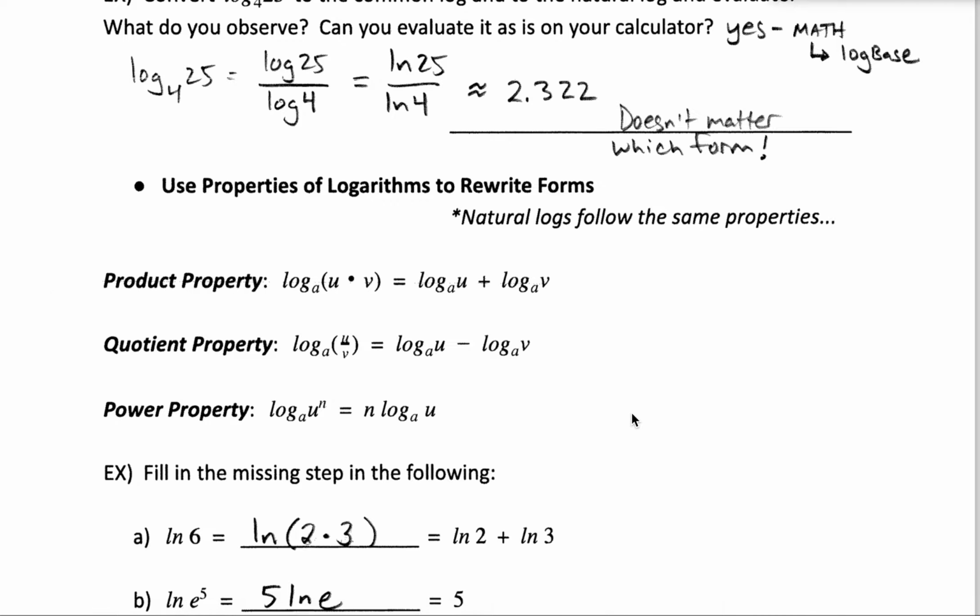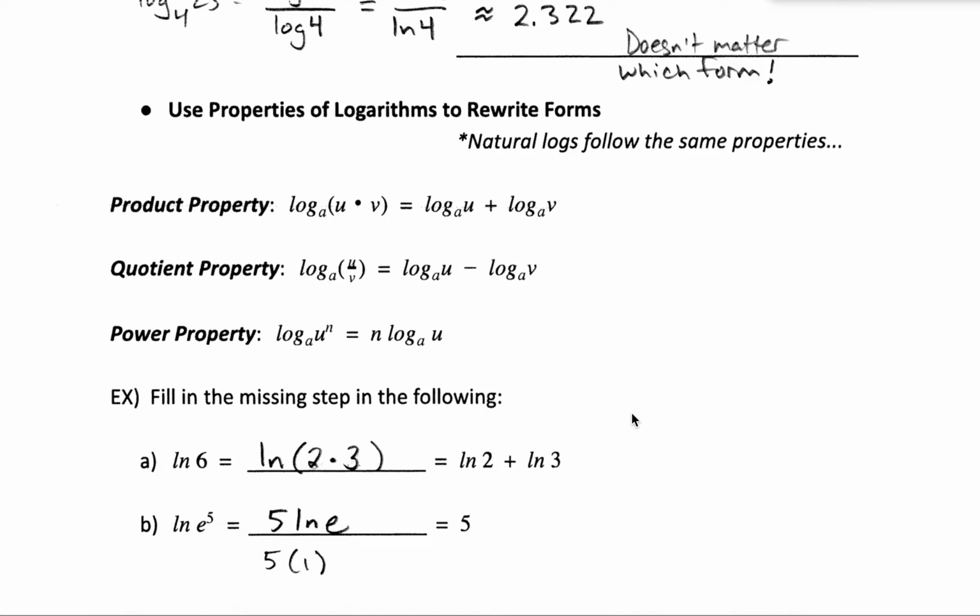Alright, on to some more properties. Here we've got three more, a little bit more complicated than in the last video. We're going to use the product property. We're going to take a number and expand it into a product of two numbers, and that will allow us to expand that into a sum of two logs.